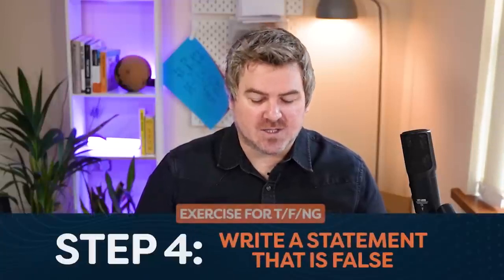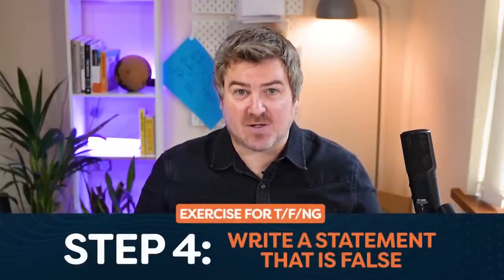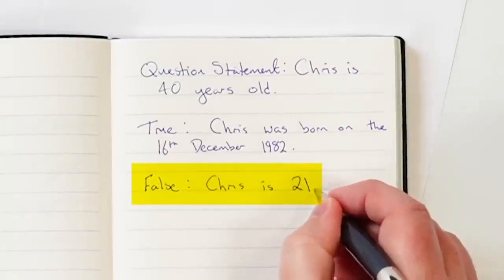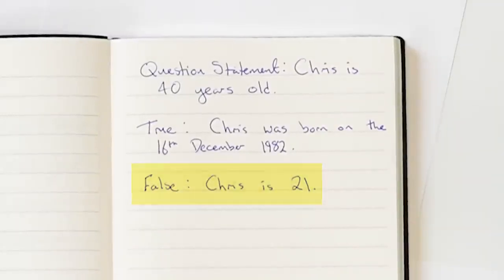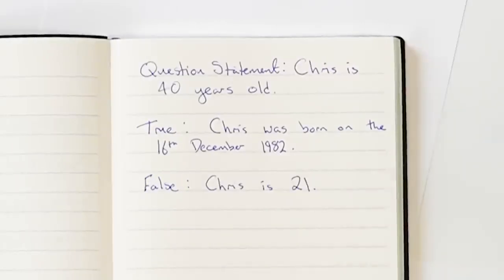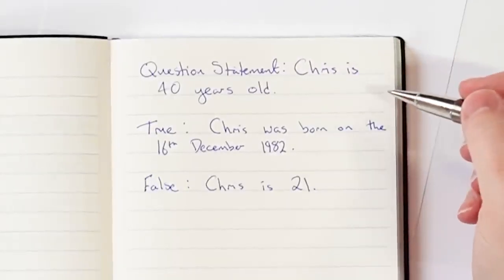Now you're going to think of something completely false. So you're going to write false here. Chris is 21. I wish I was 21. Unfortunately, I'm not. This is completely false. It disagrees with this statement, okay?